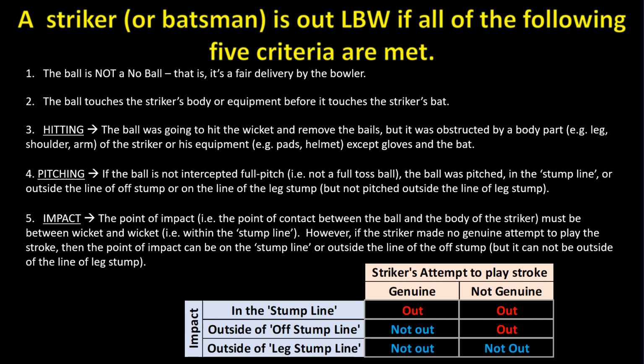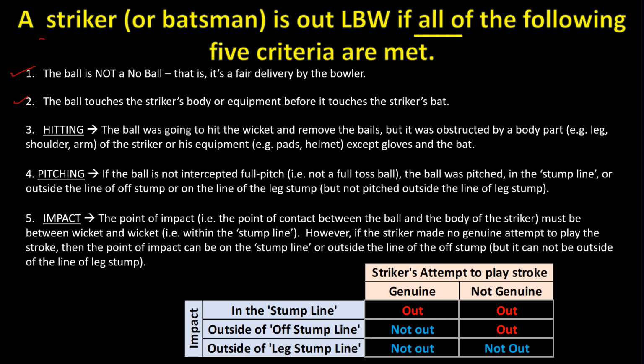Now that we have understood the important terms, let's go and understand the law of LBW. That is, let's see how a batsman gets out LBW. A striker or a batsman is out LBW if all of the following 5 criteria are met. So what you see on this picture is 5 conditions, all of which must be met for a batsman to be given out LBW. The first condition is that the ball is not a no ball, that is, it's a fair delivery done by the bowler.